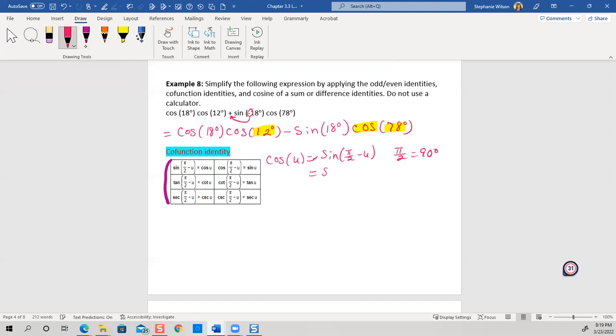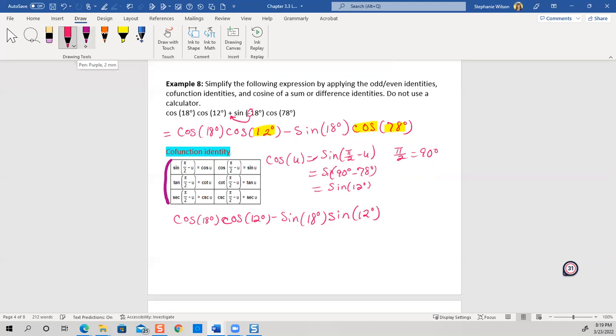So we can just say sine 90 degrees minus the 78 degrees, which gives me sine 12 degrees. All right, so we can rewrite the original again. So now we got cosine 18 degrees, cosine 12 degrees, minus sine 18 degrees times sine 12 degrees.